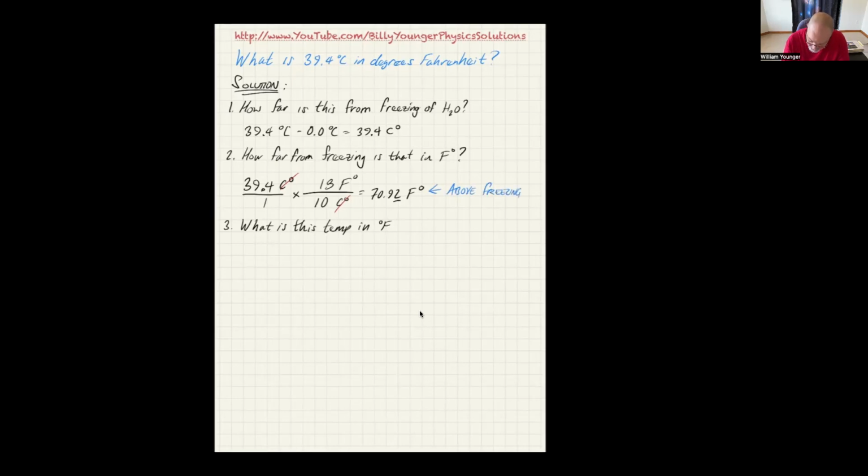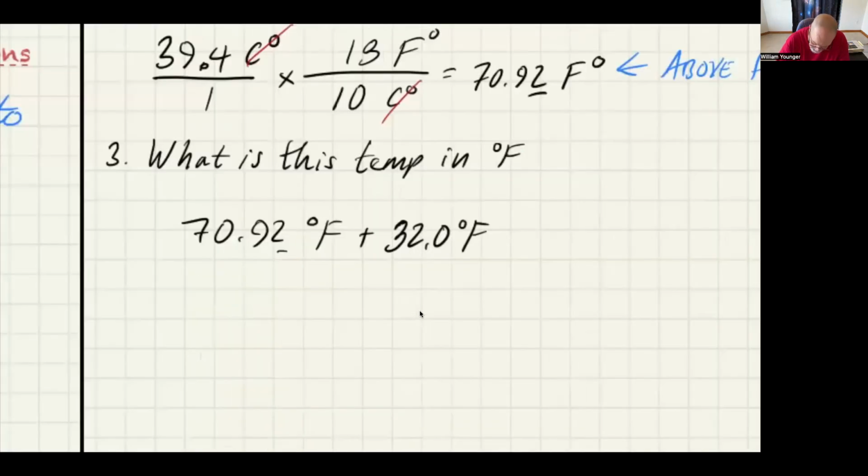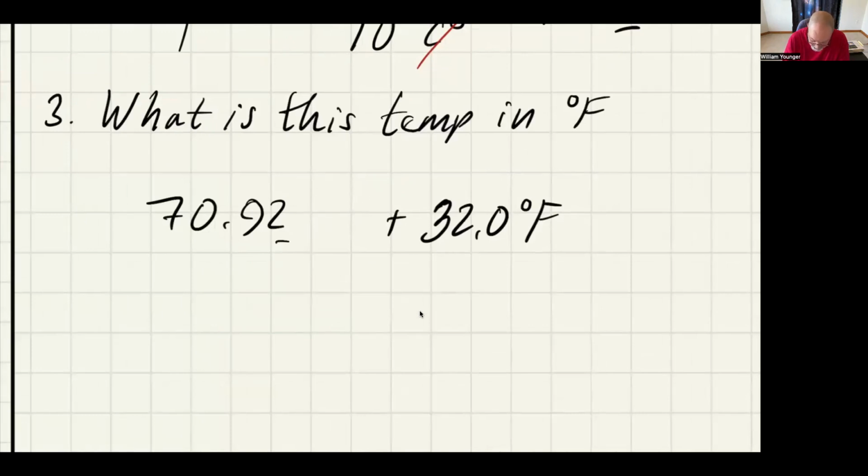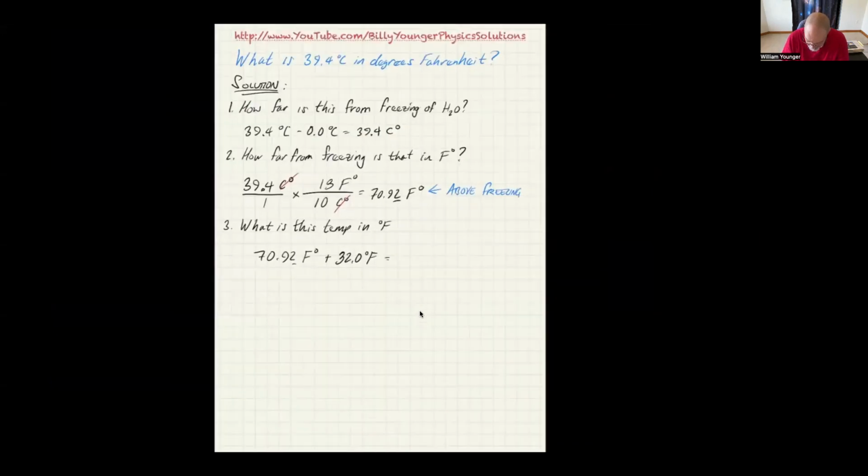So all I have to do is take that 70.92, again, one extra sig fig, degrees Fahrenheit, and add it to the freezing point of water, which is 32.0 degrees Fahrenheit. And actually, since I'm sticking to my guns, I should have written this as Fahrenheit degrees. So I'll change that. And then of course we get 102.9. And that's degrees Fahrenheit. And that is the actual correct temperature.